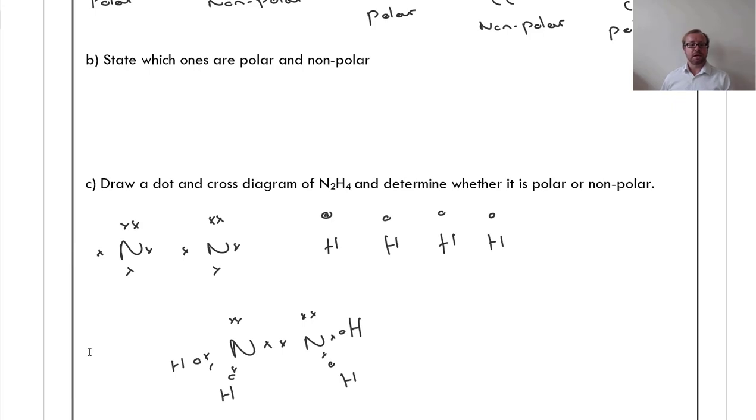So this would be my dot and cross diagram. And can we work out whether it's polar or non-polar? Well, it has an uneven distribution of charge because of these lone pairs of electrons on the top. Therefore, it will be polar.